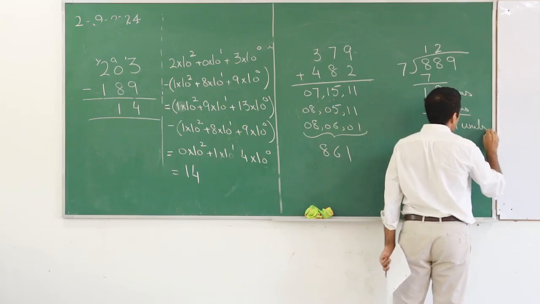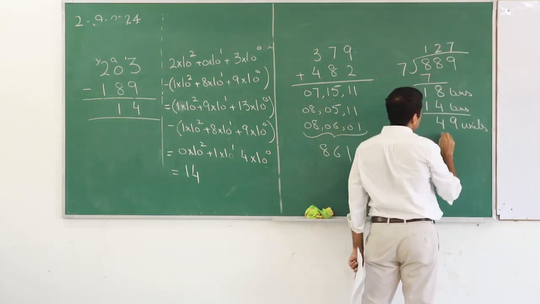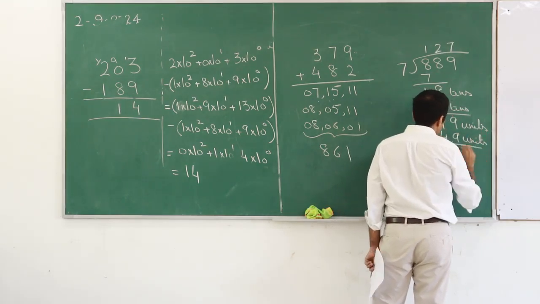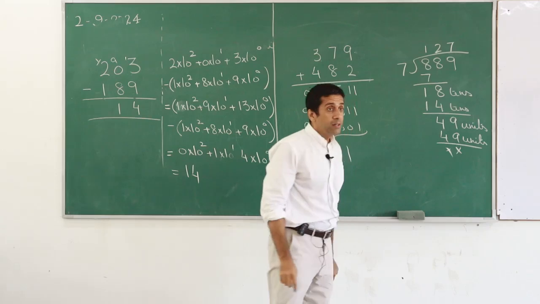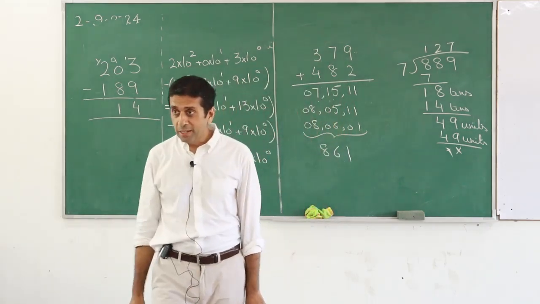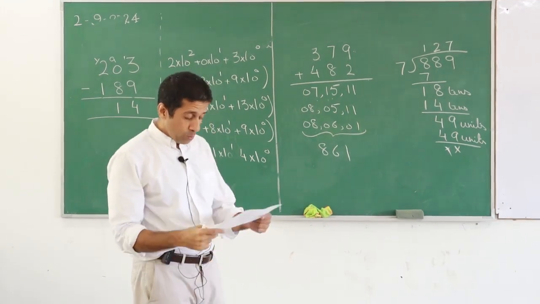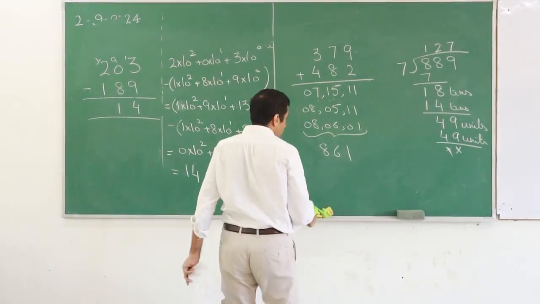So now I have 49 units, and now I can give 7 units to each. So that's 127 to each child, right? That's the correctness of the long division algorithm also, but also the way it works. But now you can think of it in a different way.